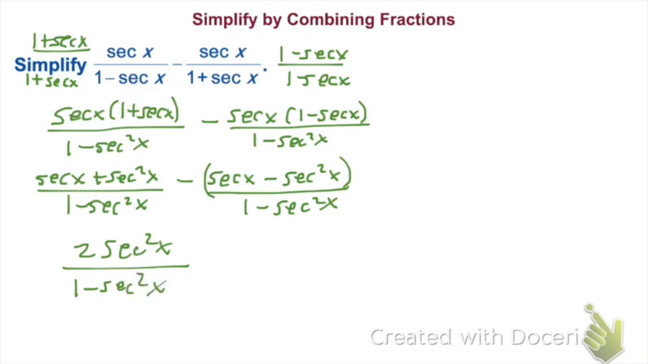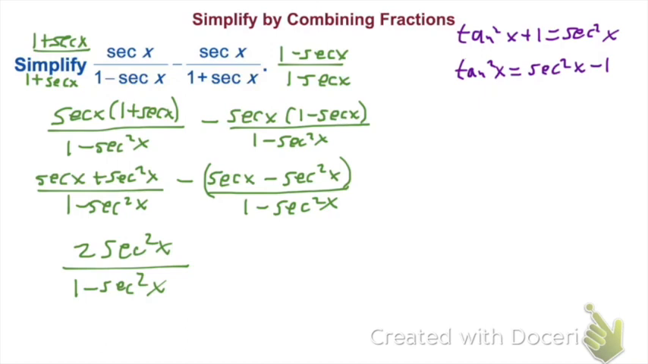The other day when we did Pythagorean identities, one of the identities we had was this one. Tangent squared x plus 1 equals secant squared x. If we rewrite this, we can get tangent squared x equals secant squared x minus 1. If we look at the secant squared parts, we have secant squared x minus 1 for tangent squared x, but we also have 1 minus secant squared x in our denominator.